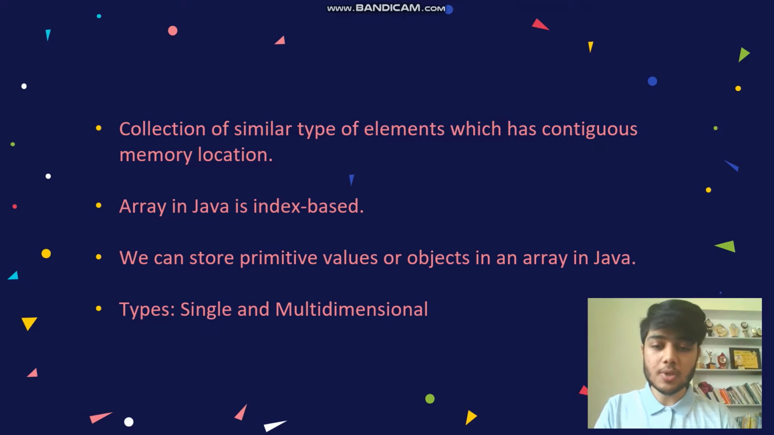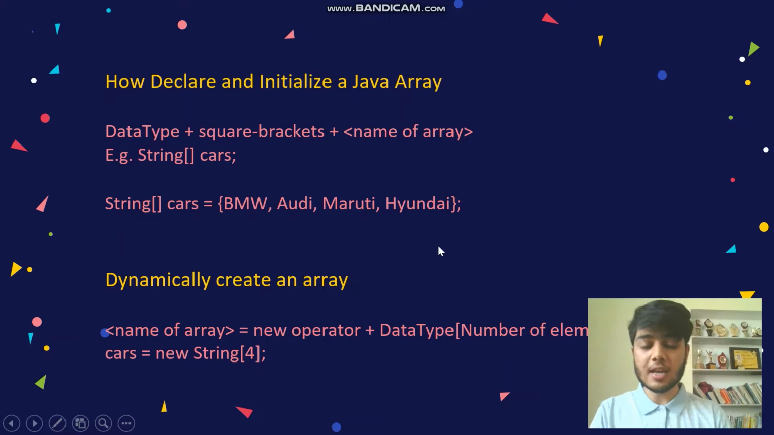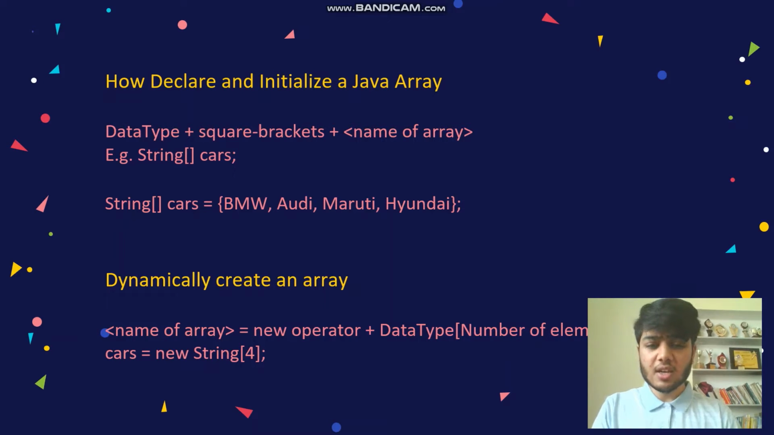Just like C and C++, the arrays in Java can be single or multidimensional. To declare a Java array, first of all, we'll have to put the data type followed by the square brackets and then the name of the array. Like here, String square brackets and the cars array. To initialize a Java array with some values, we'll have to use the curly braces. We can also create an array dynamically in Java using the new operator. This will create a new array and provide some memory in the heap for the array.